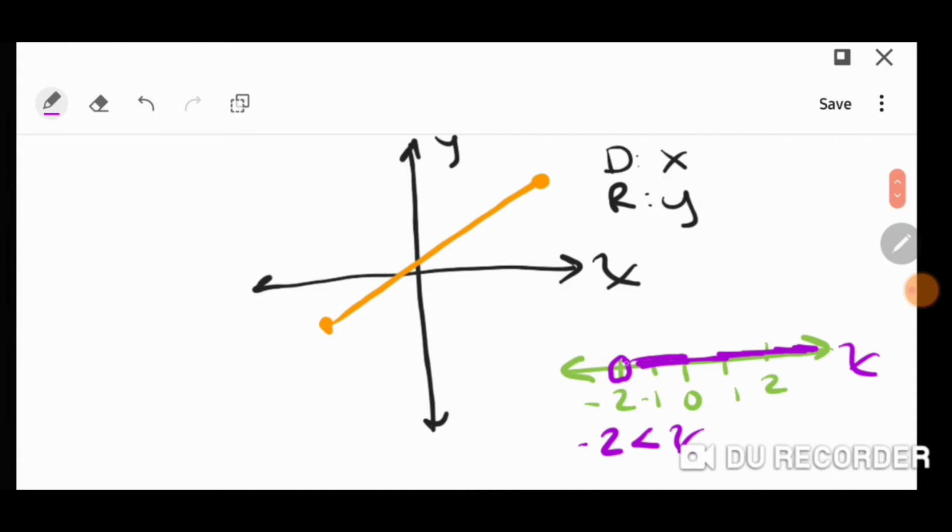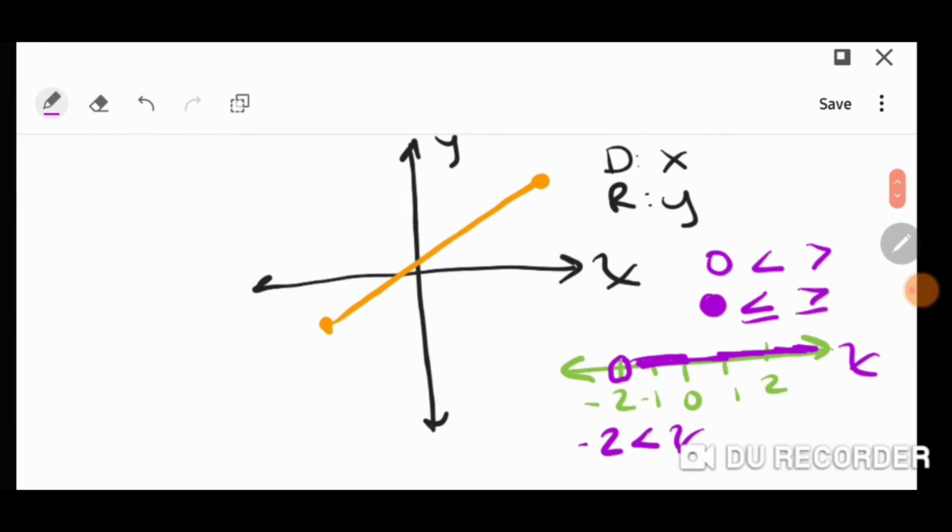So what I'm trying to get you to understand is if it's open, it's going to be less than or greater than, without the equal to. So what do you think a closed circle will be? A closed circle will be included: less than or equal to, greater than or equal to.